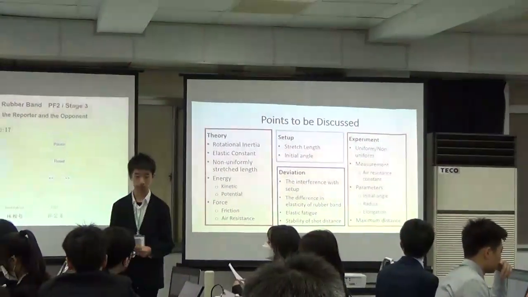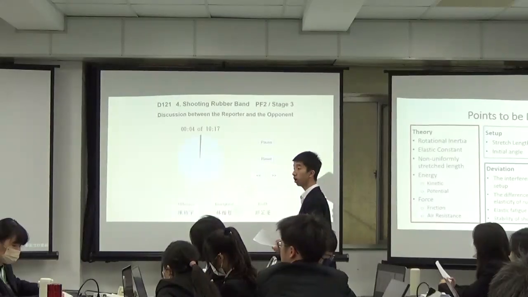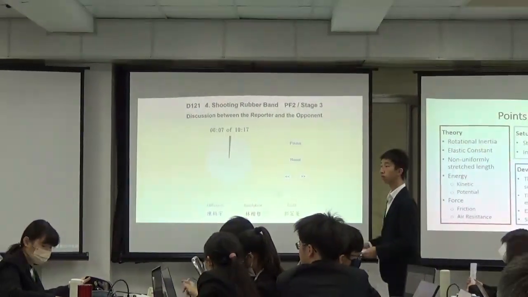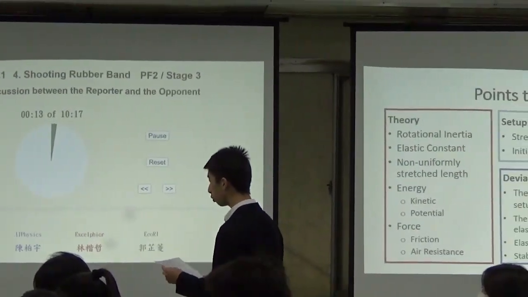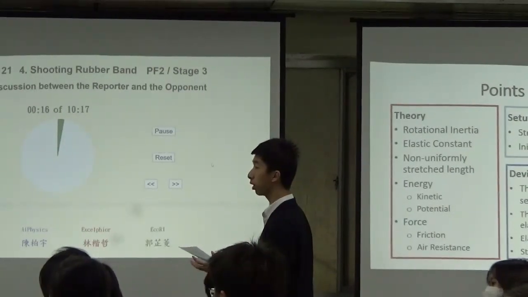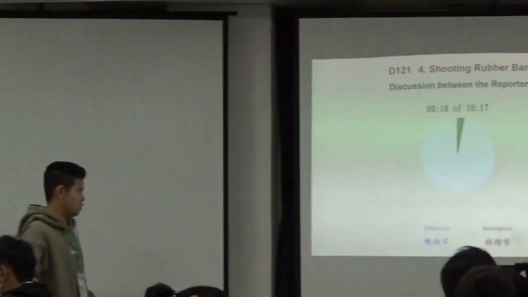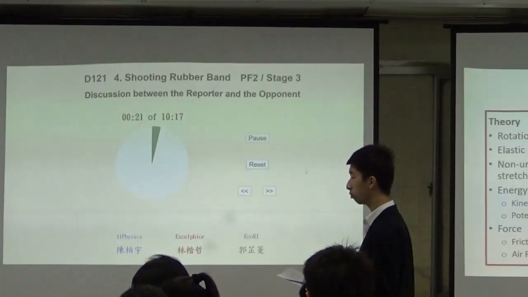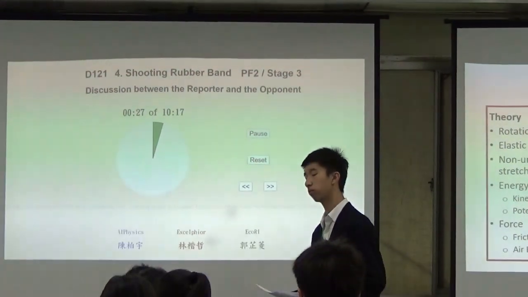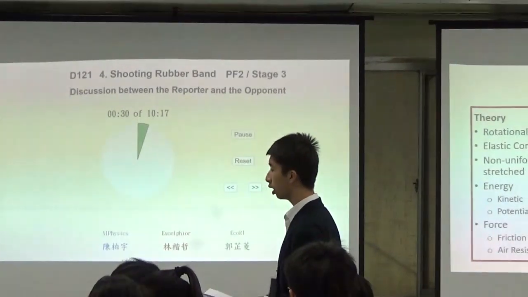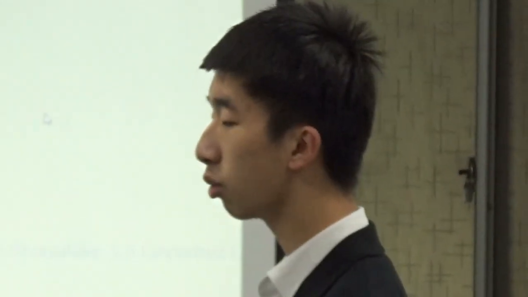Okay, move on to the discussion. Question for the reporter: will the shape of a rubber band change during flight if it is spinning? Yes, it may be changed. The opponent didn't agree with it, because the opponent thinks the rubber band, when it's spinning, will be a ring shape and fly more stable during flight.